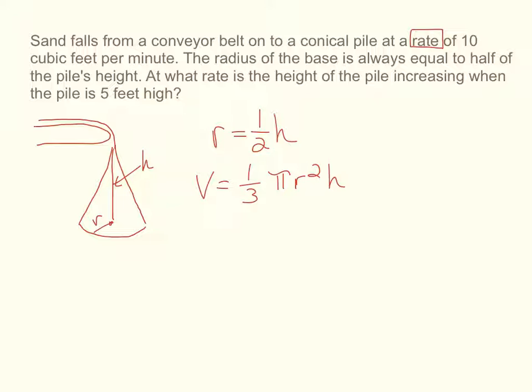What we know about this situation is that the volume of the cone is changing at a rate of 10 cubic feet per minute. And since a rate depends on time, this will look like this: dV over dt, the rate at which the volume is changing with respect to time, is equal to 10 cubic feet per minute.